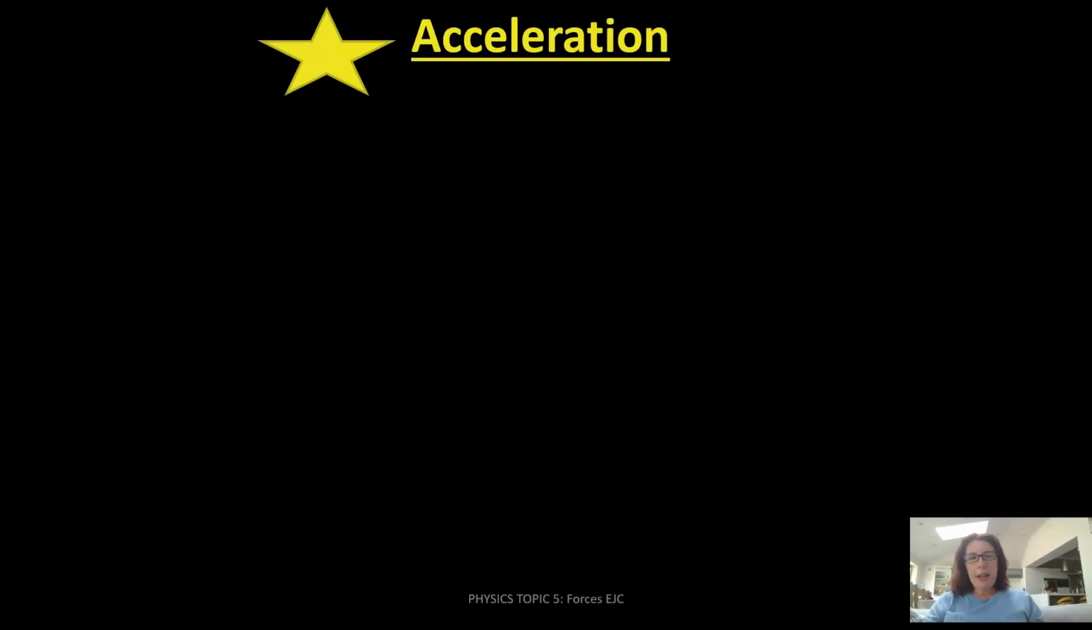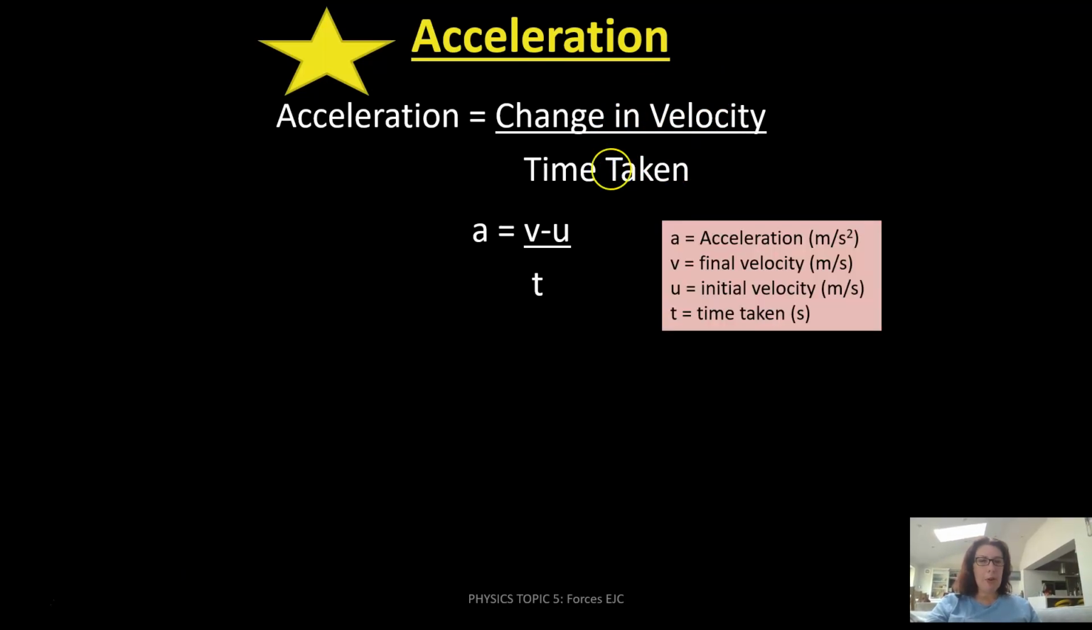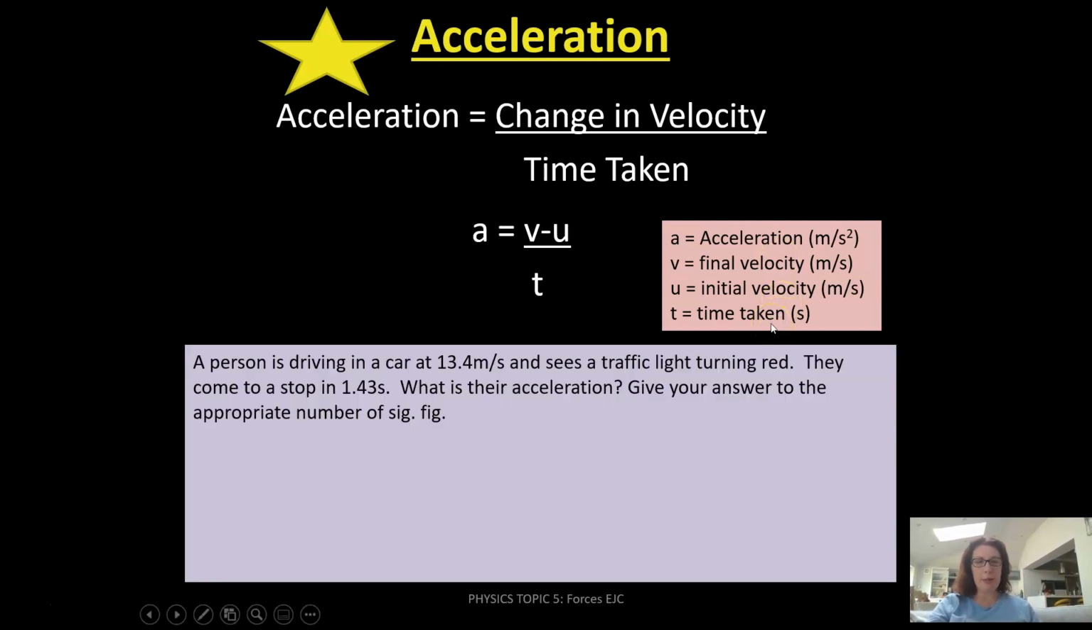Gold task is looking at acceleration, although it's fairly simple to calculate. Acceleration would be the change in speed velocity divided by the time taken. Now the symbols we use for this equation is A equals V minus U over T. So A is acceleration, and it's measured in meters per second squared. That stands for meters per second per second. So it's how quickly you increase your speed in a second. V is the final velocity, so what you end up at. And U is the symbol for the initial velocity, what you start at. And T is the time taken.